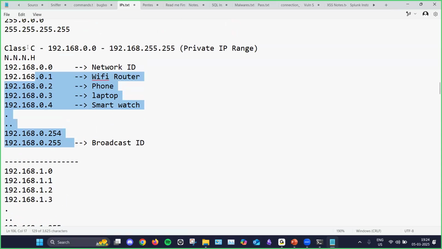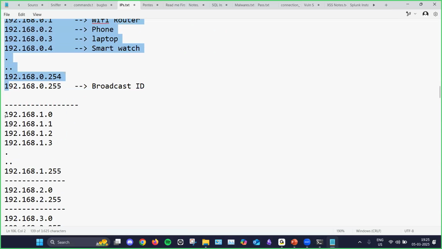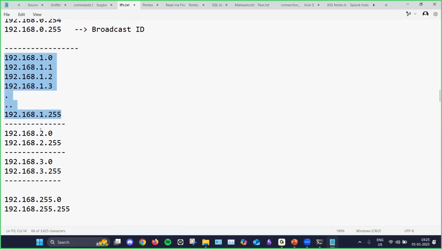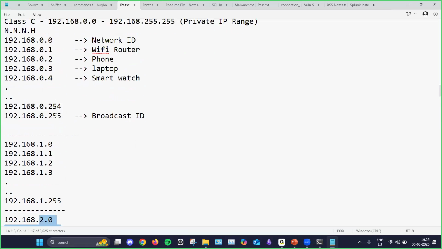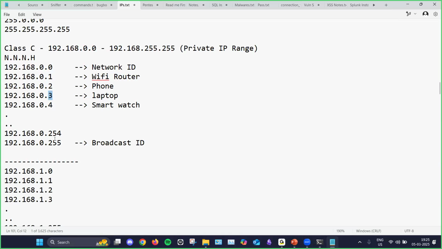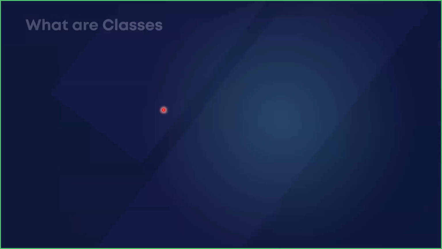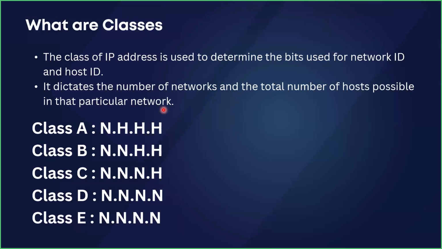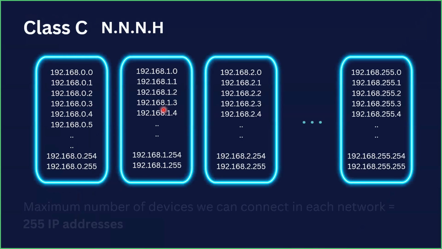So that's what class C represents with 3 network portions and 1 host portion. Host portion refers to the unique identification for the host. Network portion refers to the unique identification for the entire network. This is the 192.168.0 dot network. This is the 192.168.1 dot network. This is the 192.168.2 dot network. And in each network, we are able to connect 255 hosts. That's the specialty of class C. In each class C network, we can connect maximum only 255 devices, not more than that.